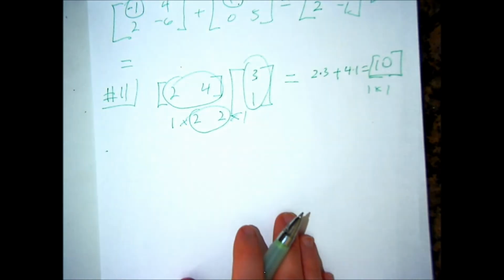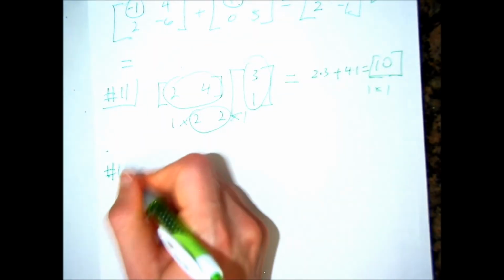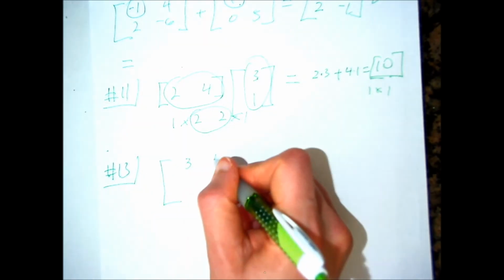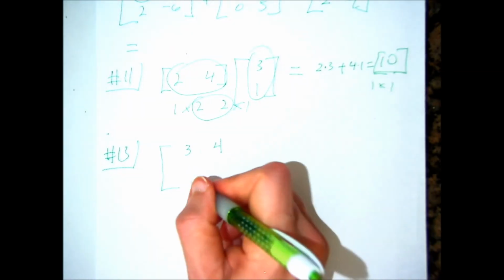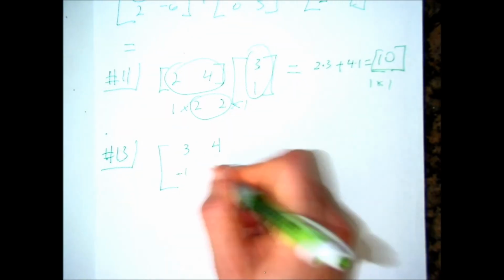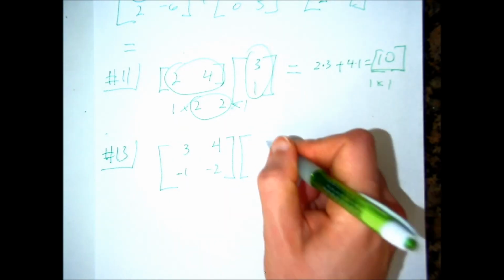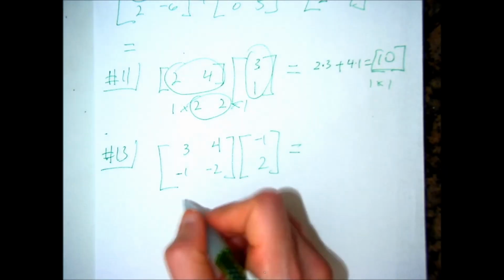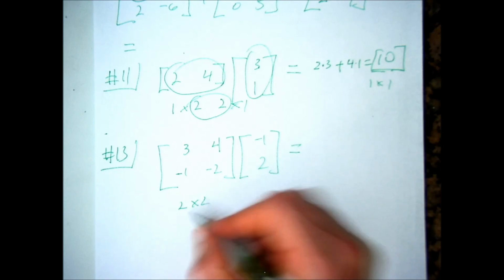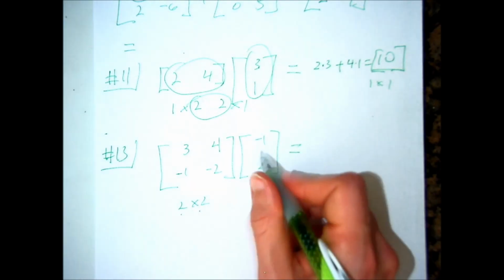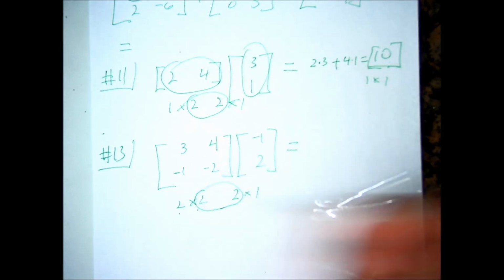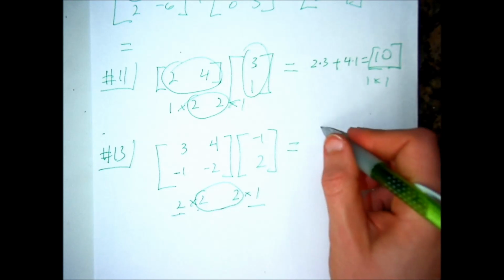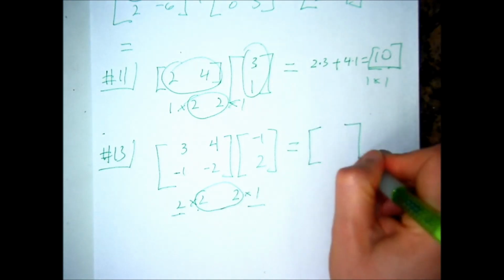Number 13. 3, 4, negative 1, negative 2, times negative 1 and 2. Can we do it? First question. 2 by 2, 2 rows, 2 columns, and 2 rows, 1 column. Yes, we can do it. What do we end up with? We end up with a 2 row, 1 column matrix. So it's going to be like this.